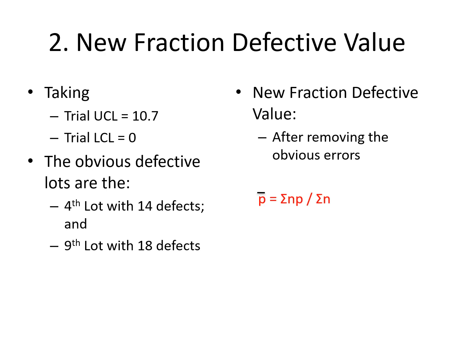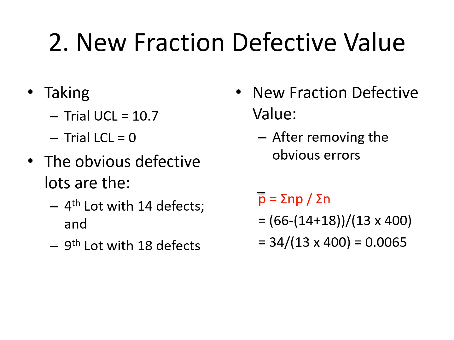So P bar now becomes 66 minus 14 and 18. These two are removed from the total number of defects, and earlier we had the number of lots as 15. By removing these two, we have only 13. So the calculation gives 34 divided by 13 into 400, which is 0.0065. Earlier it was 0.011. So this is the new P bar.